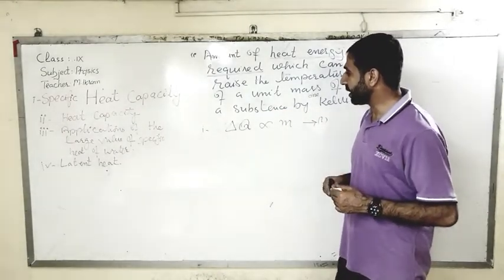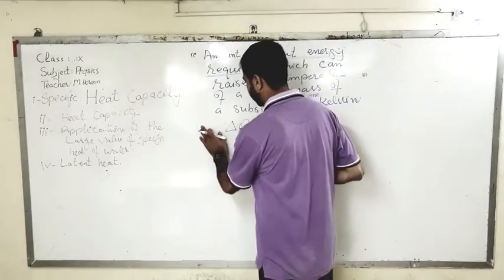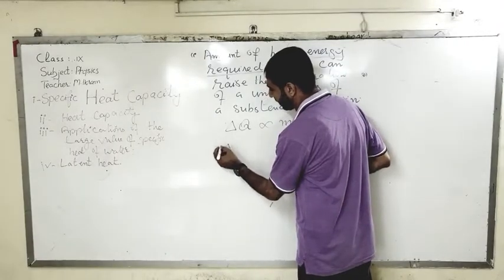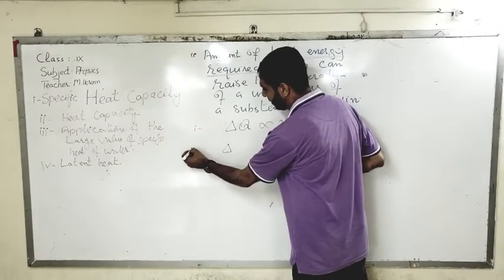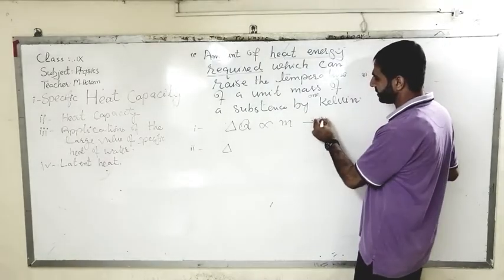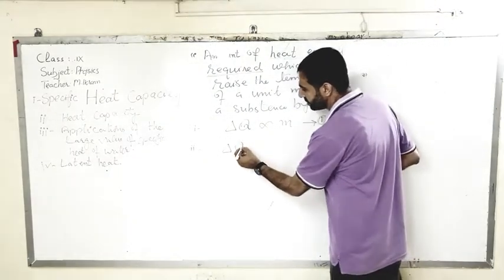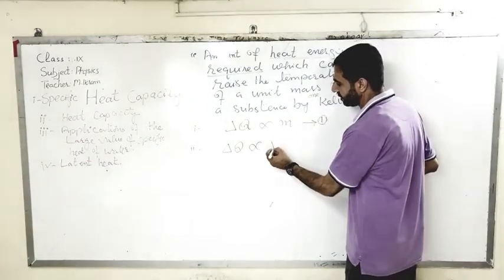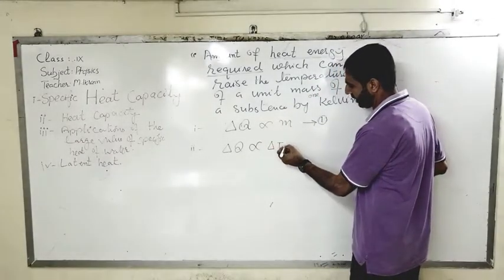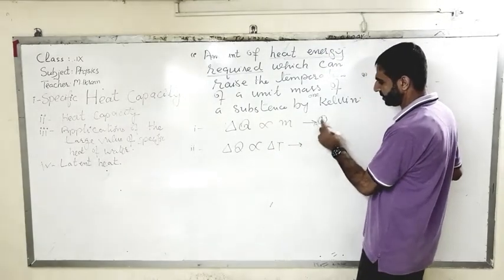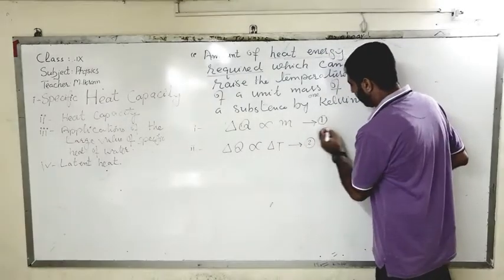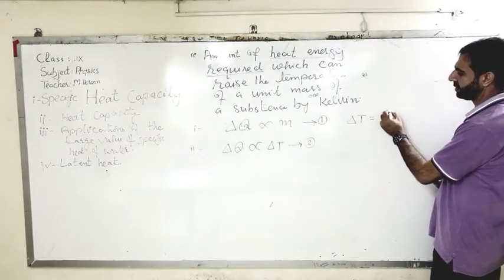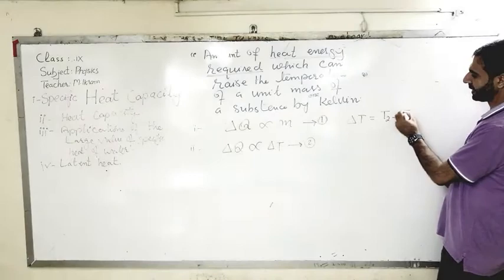The second important point here is that it depends on the change of temperature. The first factor is the mass. The second factor is the change of temperature. Now, what is this delta T? This delta T equals T2 minus T1.